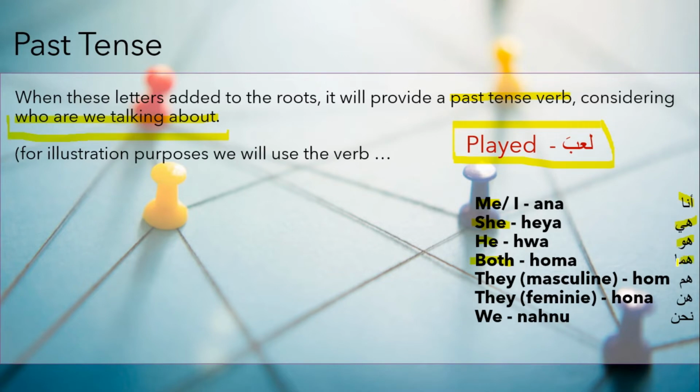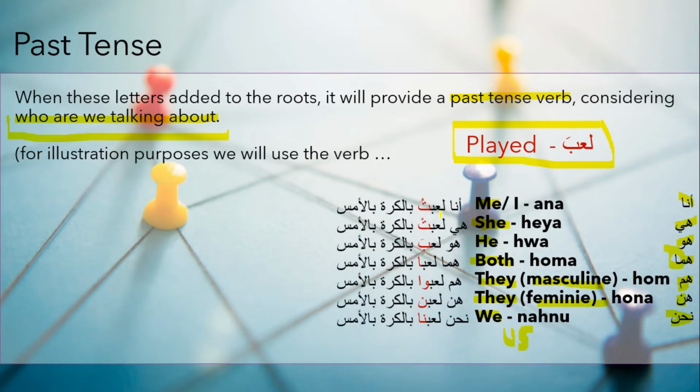Here exactly the same, both is dual. They for masculine is different than they for feminine. So for female, for feminine, it's hunna. This noon at the end of hunna, we call it noonun niswa. Noon that is being used for a group of people whom are females. And hum is for masculine. Nahnu, we or us.